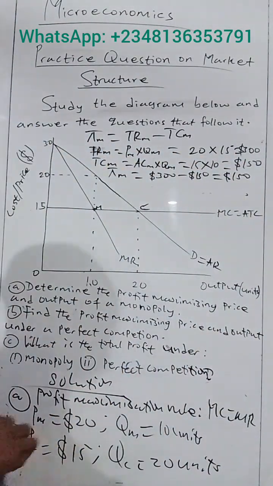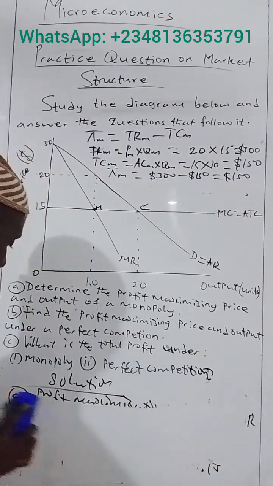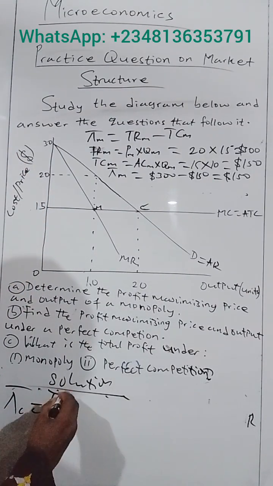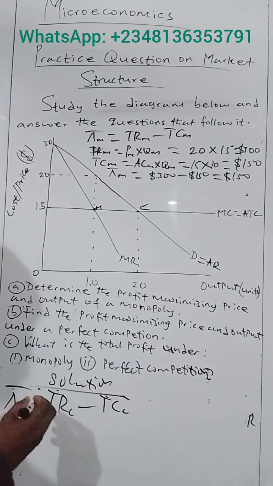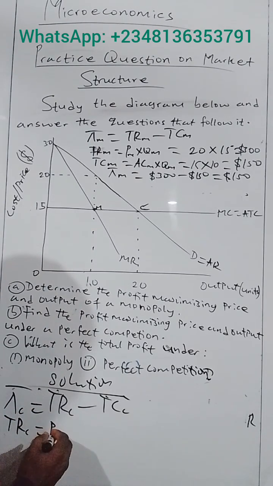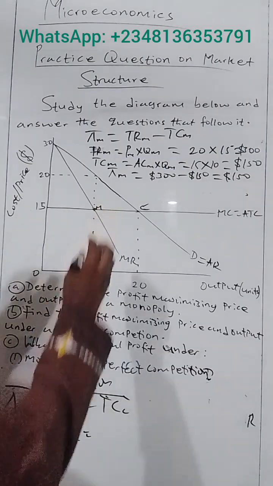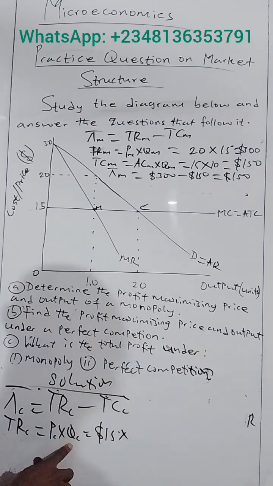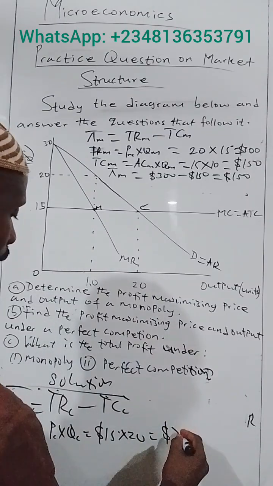Also, let's calculate the profit under perfect competition. The profit of perfect competition will be the total revenue under perfect competition minus the total cost under perfect competition. So don't forget, the total revenue of perfect competition will be the price under perfect competition multiplied by the output under perfect competition. So the price under perfect competition, don't forget, is 15 US dollars multiplied by the output, which is 20. So this gives me 300 US dollars.